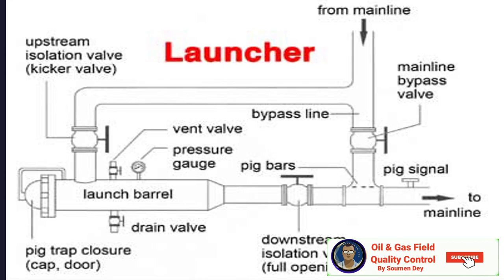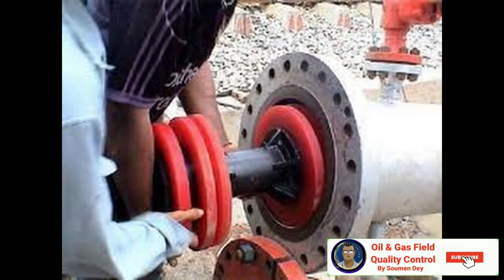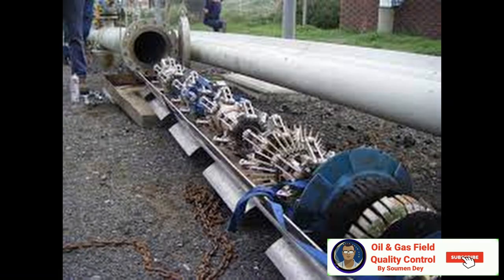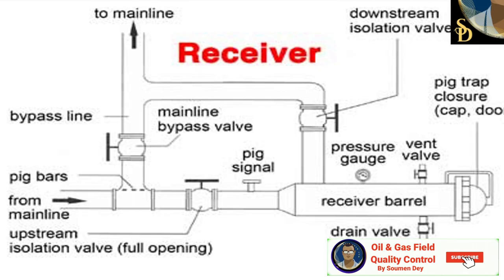As the pig travels along the pipeline, there are a number of functions the pig can do, from cleaning the line to inspecting the interior, which is called caliper survey or smart pig gauging. A similar pig trap is located at the end of the pipeline to receive the pig once it has traveled the required length of the pipeline.